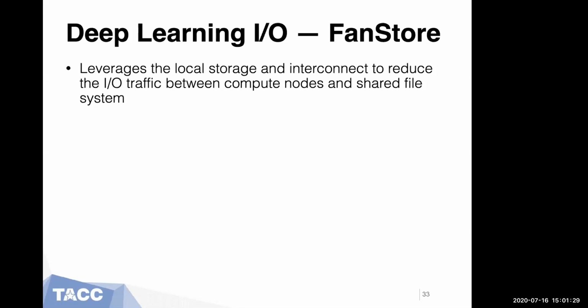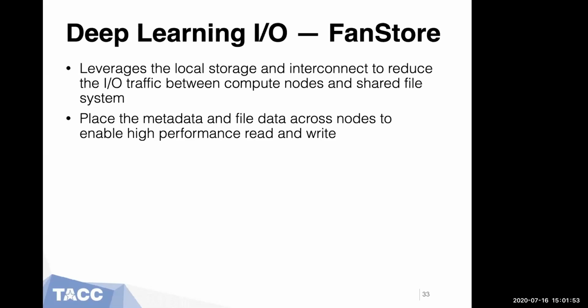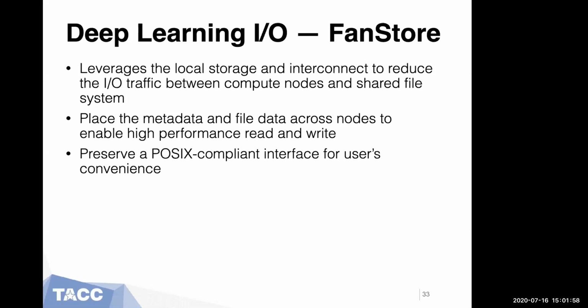On the Maverick 2 cluster, it's very small, about 60 gigabytes, right? But with multiple nodes, we can aggregate those storage spaces and build something like a shared file system. We call it an object store that provides a global namespace. So we aggregate the local storage space of the nodes and make them work as a shared file system. We place the metadata and file data across nodes to enable high performance read and write, and we preserve a POSIX compliant interface for users' convenience.